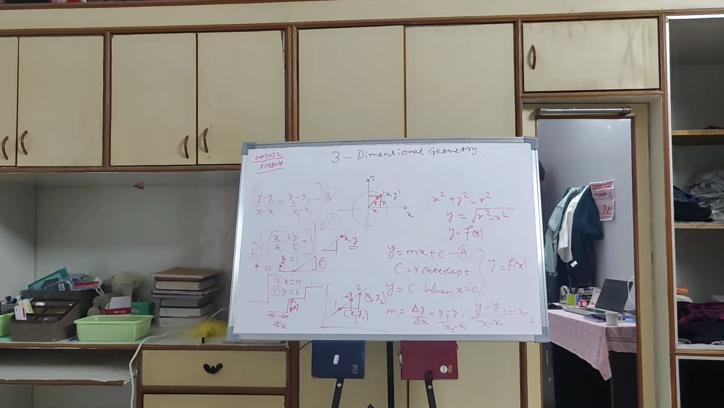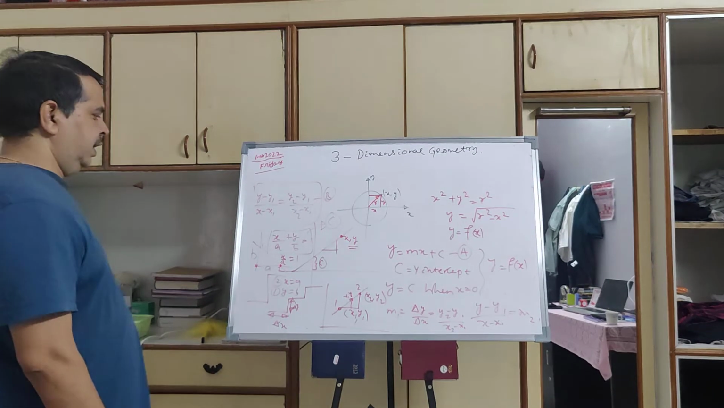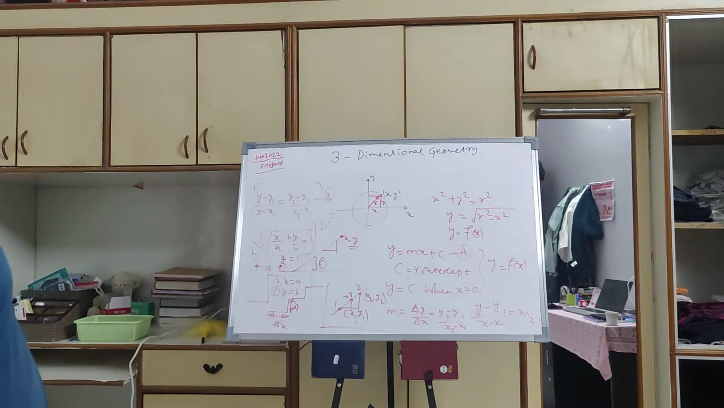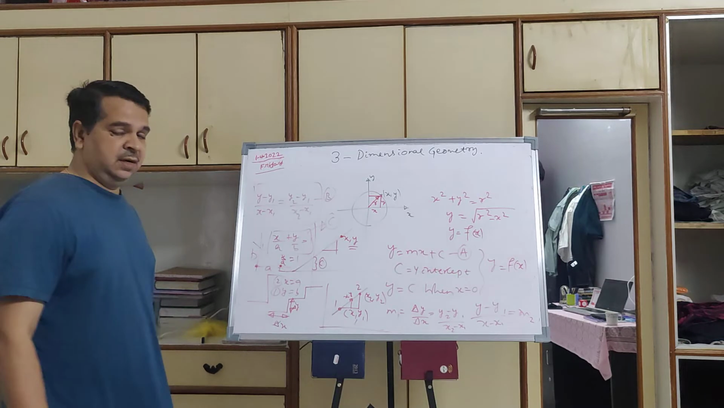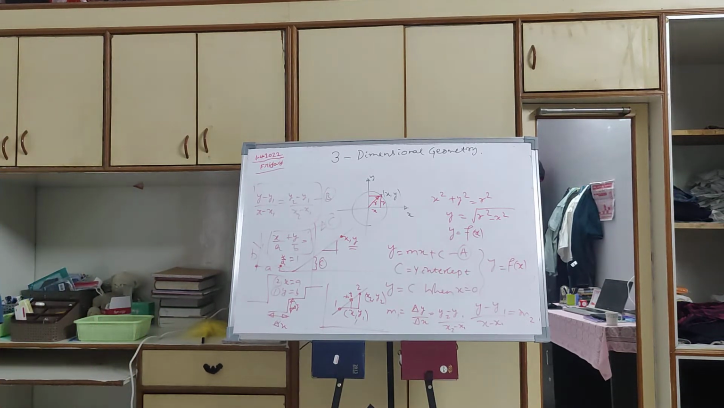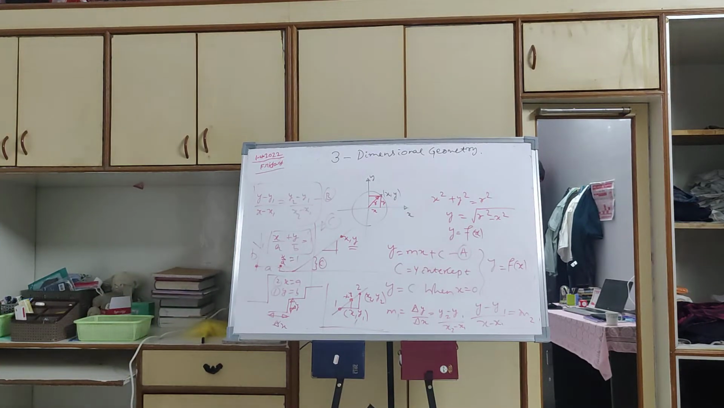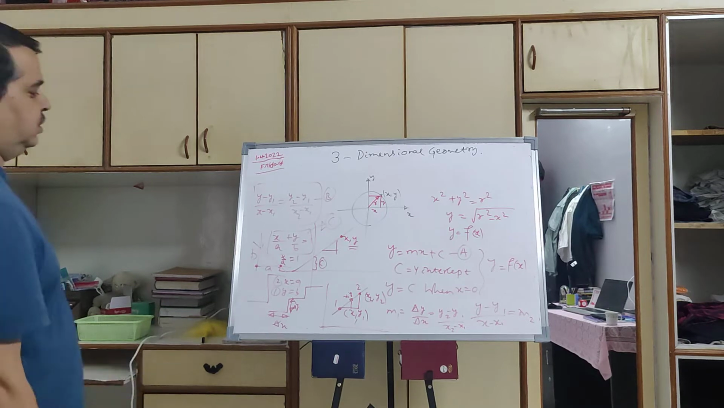x by a plus y by b is equal to 1. (y2 minus y1) by (x2 minus x1) is equal to (y minus y1) divided by (x minus x1). That is another equation of a straight line. And so what can you see from here? What is your general observation?